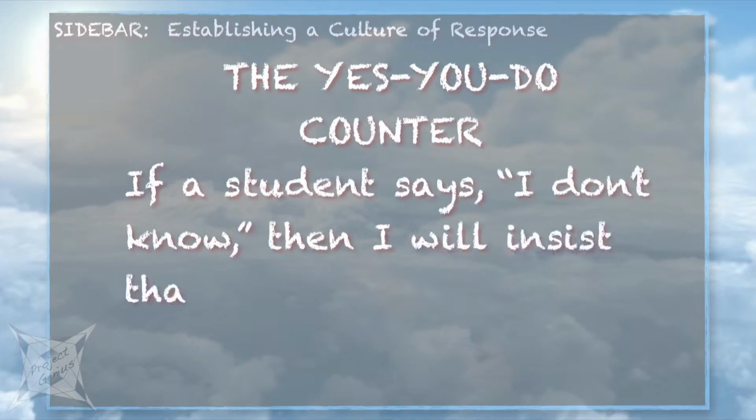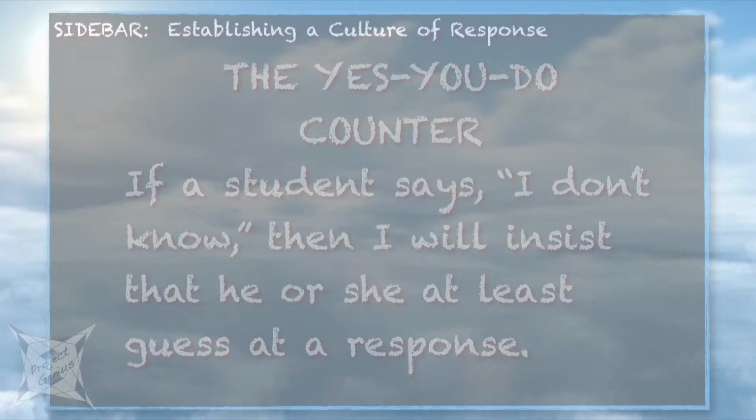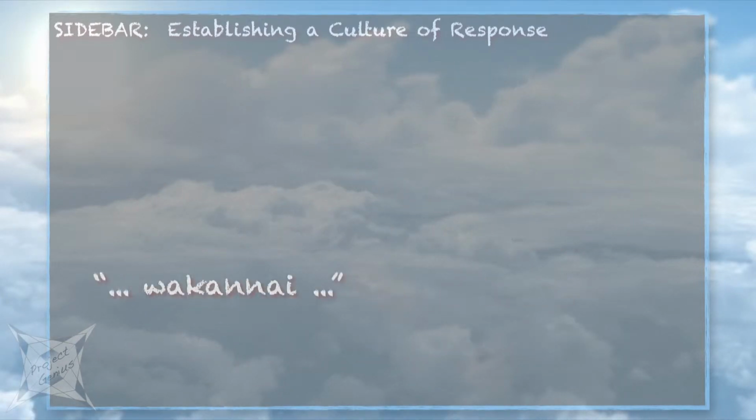If a student says, I don't know, and I suspect he or she is actually capable of something more than that, then I rephrase the question and or put clues up on the board. I will insist that he or she at least guess at a response. This is a variation of the wait. Instead of simply answering your question with silence, a student has learned that he or she can get you to move on to someone else more quickly by saying, wakanai, or I don't know.